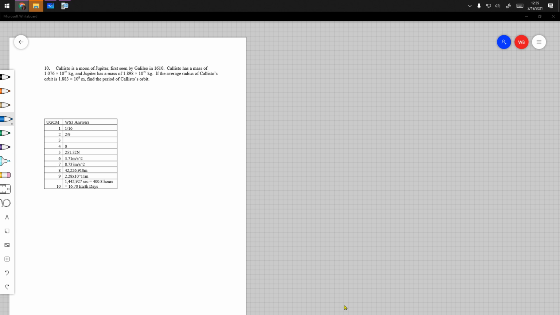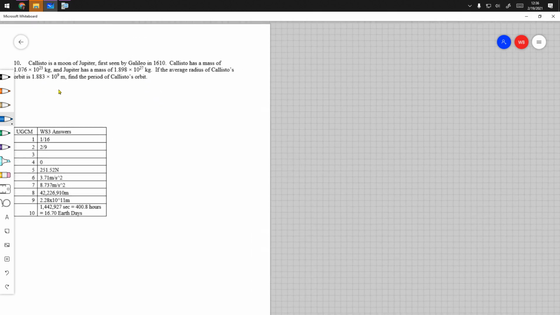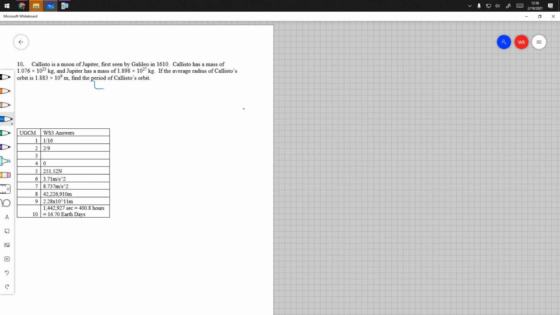We got Callisto, which is a moon of Jupiter. Galileo, that's his first name. It's not his last name. Galileo Galilei is his last name. Anyways, in 1610, Callisto's got some mass. Jupiter's got even more mass. And the average radius of Callisto's orbit is this. Most orbits are not perfect circles, so if we use the average, then it's a perfect circle, and that's what we're doing here. So we're finding the period here. The period is a big question mark.